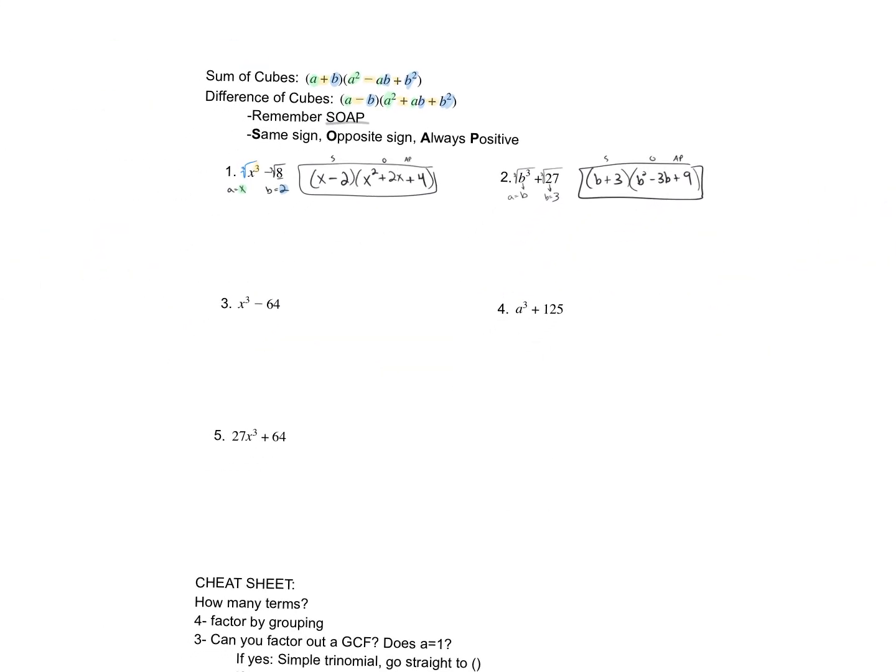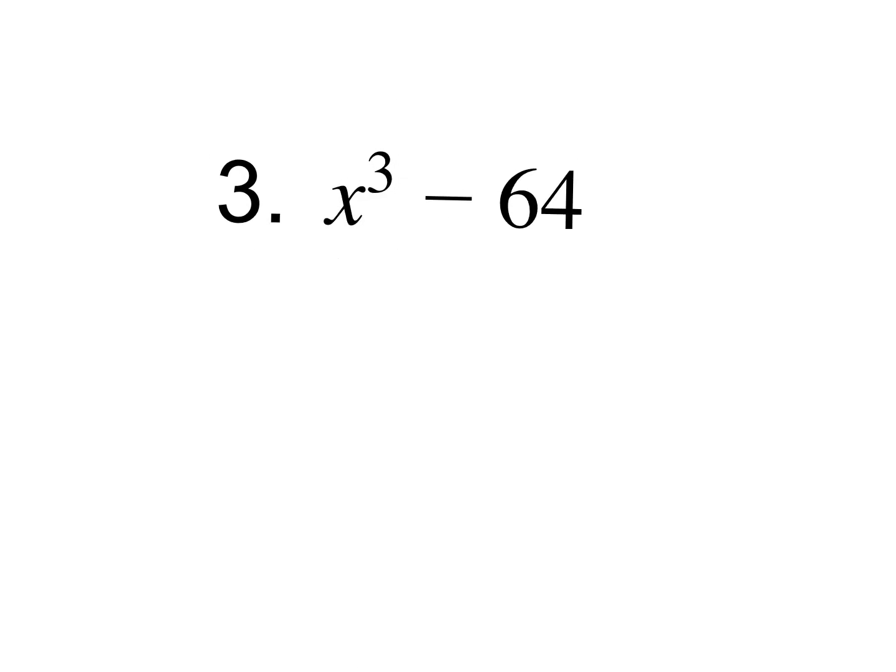So we'll start to go through just a couple more of these. Let's look at this next one. Here, taking the cube root of x to the third, you would just get x as your A value. Taking the cube root of 64, our B value would then just end up being 4, since 4 times 4 times 4 gets us 64.